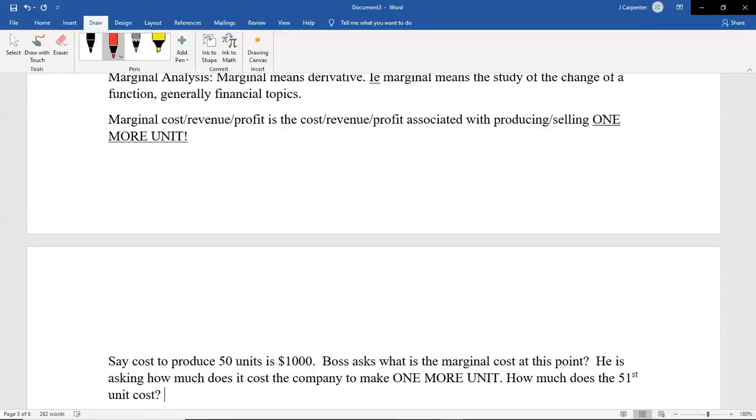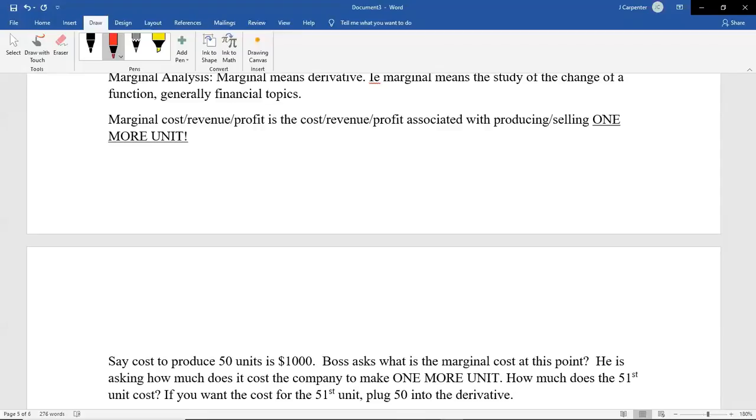But again, these are generally associated with derivatives. So if you have a function, you take its derivative, and if you want to know how much it costs to produce the 51st unit, you plug in the 50th unit. So if you want the cost for the 51st unit, you plug 50 into the derivative. Now, I can't tell you what the 51st unit costs here because I don't have a function dictating the cost. I just gave you a number. This problem is not solvable as it is.